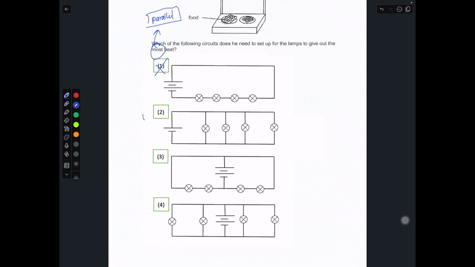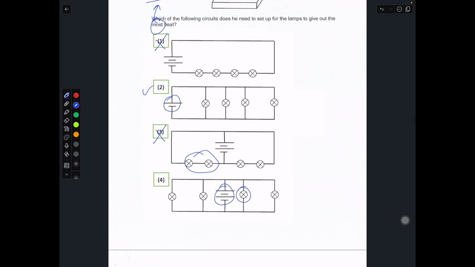2 possible. You keep in view first. 3, can you see these bars are connected in series, so this is probably wrong. And take a look, this only has 1 battery, this has 2 batteries. So naturally, if you have more batteries, more light and heat energy can be converted from the potential energy in the battery, so you will have more electricity. So the answer is number 4.